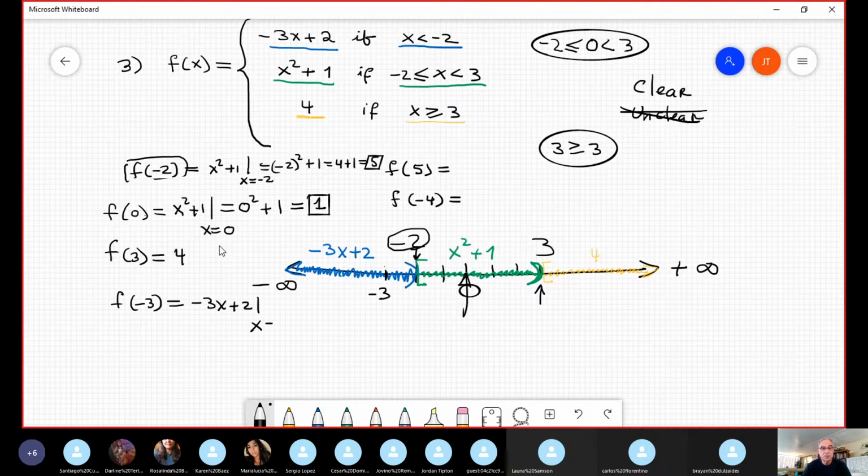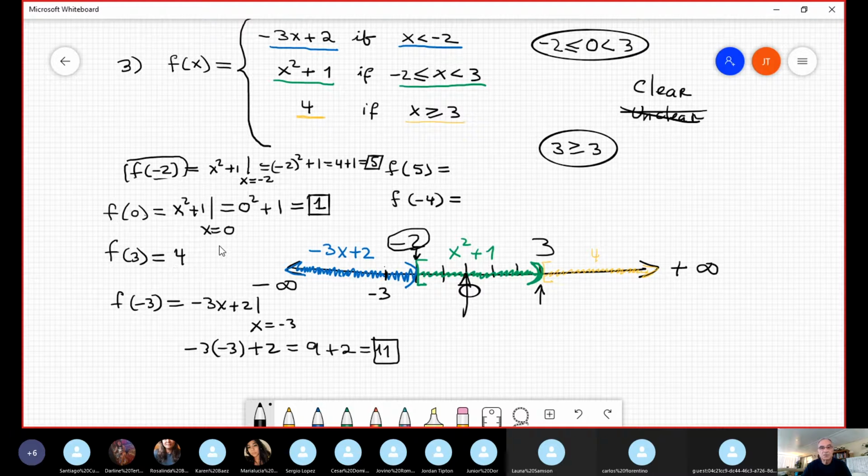Such that x equals minus 3. Substitution: minus 3 times minus 3 plus 2. This is 9 plus 2, 11. Final answer.